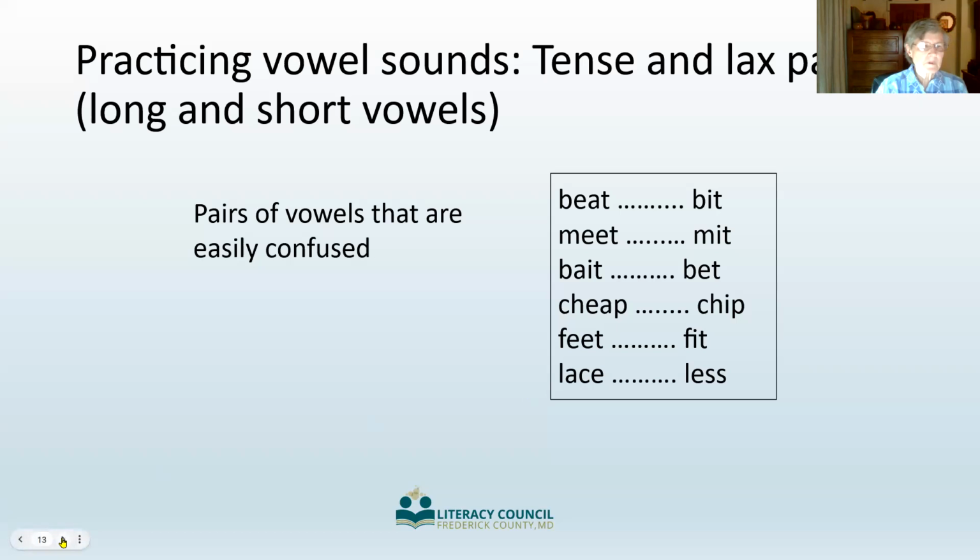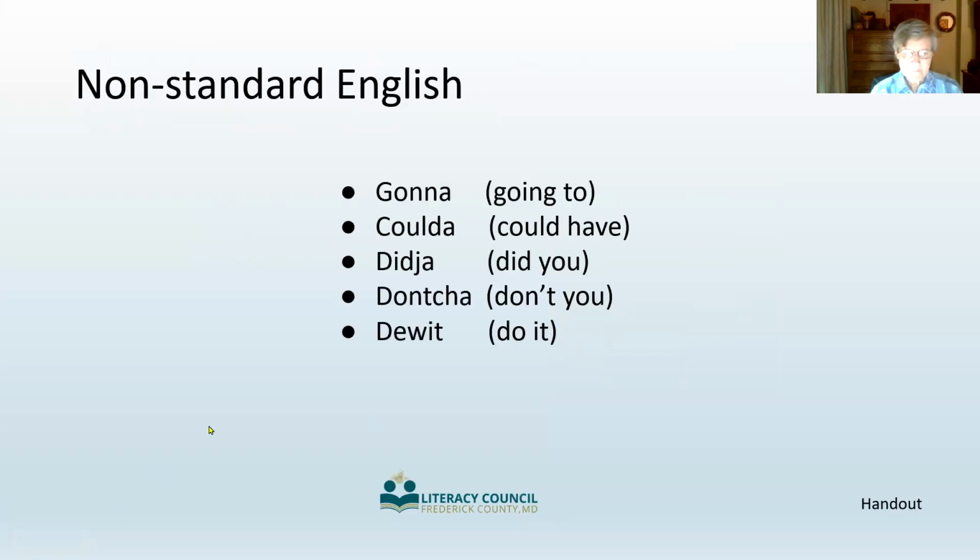Okay, on to the next one. So we use non-standard English all the time in our everyday speech, and it differs from what we usually see in print. As native English speakers and experienced readers, we make the connection automatically between gonna and going to. But our students can have problems when what they hear doesn't match what they read. You'll need to help your student understand the meaning of these expressions.